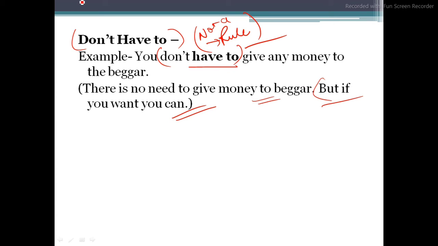Okay, when we are not talking about any compulsion, when we are talking about options. You don't have to pay the electricity bill offline, you can pay it online. Now again, when I say you don't have to pay the electricity bill online, I'm not saying that it is a rule that you cannot pay it offline, but it's just an option. It is completely your call.